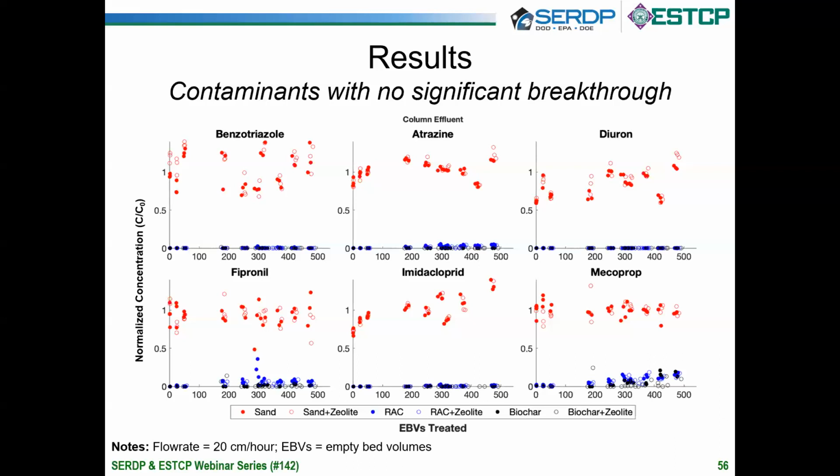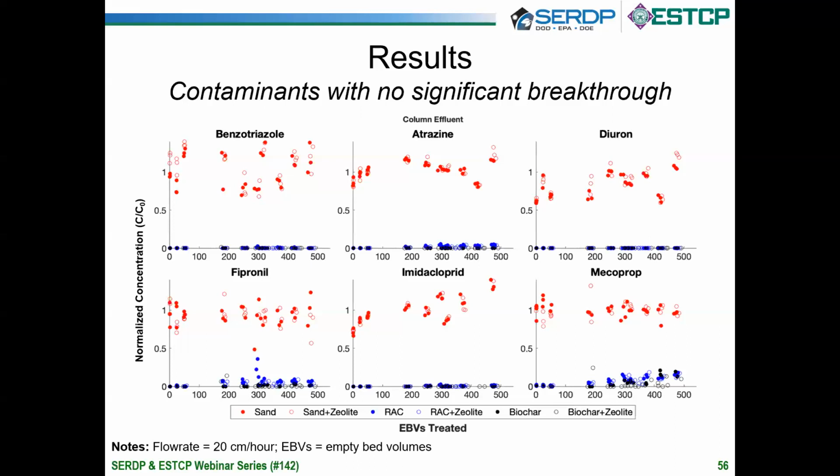But what the data show here, if you just focus on the blue and the black, we see that for these mixtures that contain either the regenerated activated carbon or the biochar, there's no breakthrough over 500 empty bed volumes here. You can just read across from the top: the benzotriazole, the atrazine, the diuron, fipronil, imidacloprid, and the mecaprop. So there's very good removal here, even at these low weight percent of biochar or regenerated activated carbon.